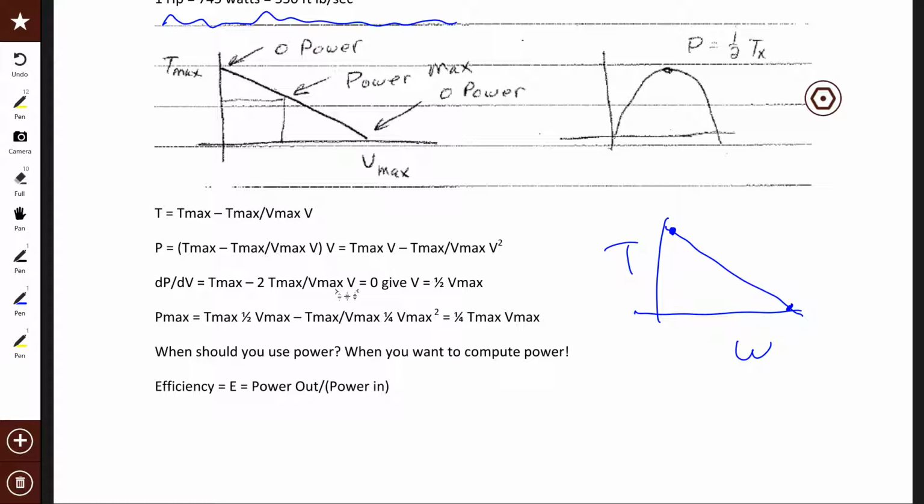Because it's an equal amount of torque. In a DC motor, it's true that that's exactly where it occurs.